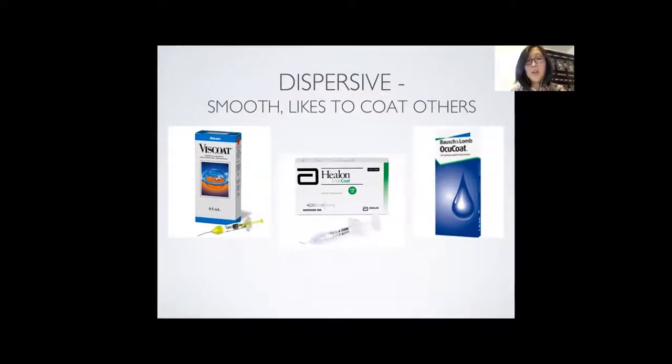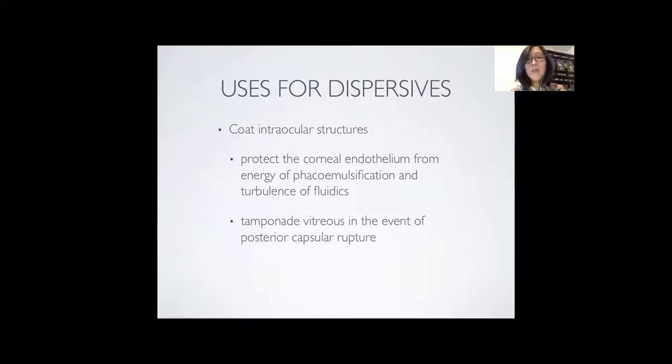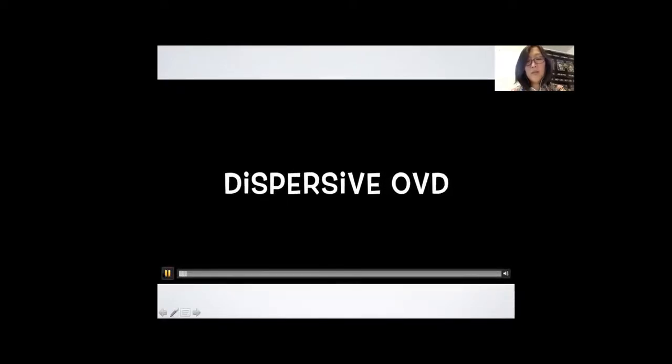The second category is dispersives, which are smooth. They like to coat. So this would be your Viscoat, Endocoat, Ocucoat. And these are used the majority of the time to protect the endothelium from the energy of phacoemulsification and the turbulence of fluidics. And this is very important to tamponade vitreous in the event of a posterior capsular rupture. And so this is a dispersive OVD.